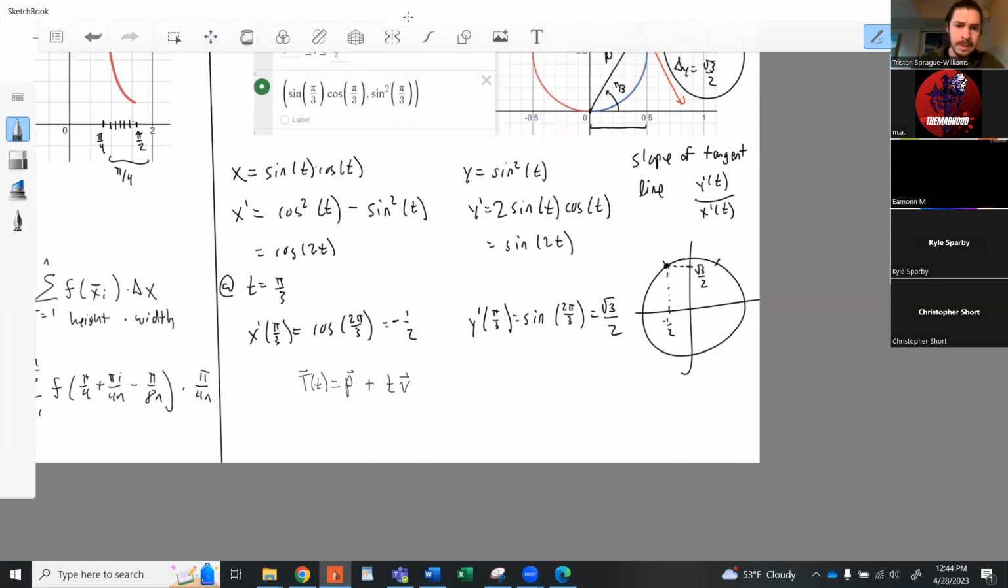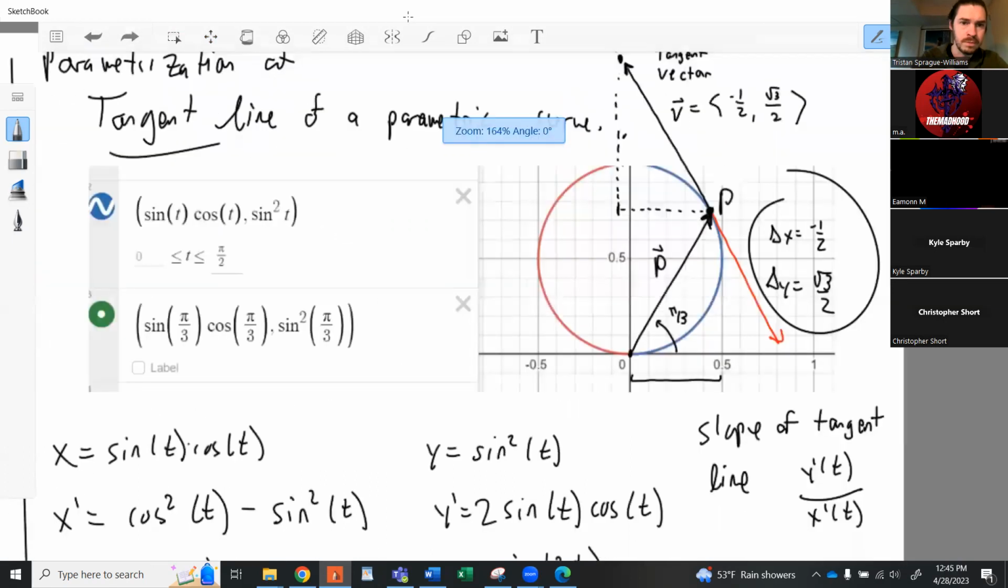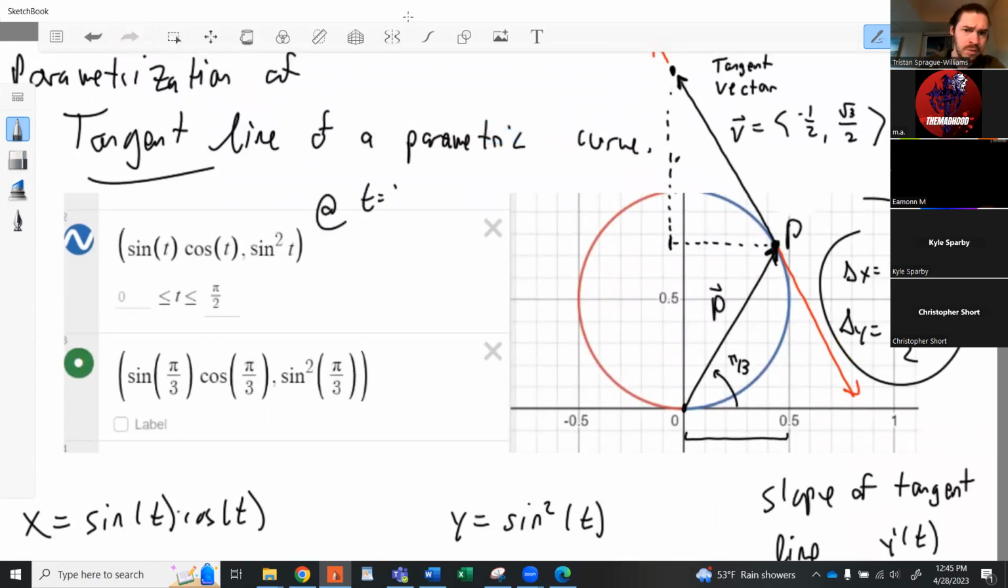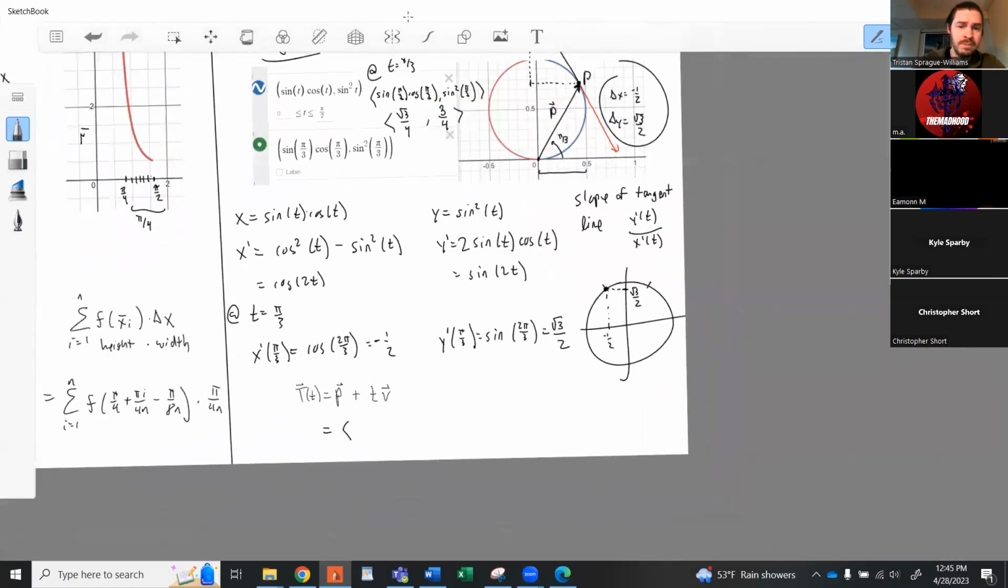Now, if we go in with a little more detail, we can get the point P. So the point P is, if we just plug our pi/3 into the original description of the curve, at t equals pi/3, we'll get sine pi/3 cosine pi/3, comma sine squared pi/3. And this ends up being √3/4, comma 3/4, I think. Did I do that right? So square root of 3/2 times 1/2, and then square root of 3/2 squared. Yes, that's correct. And so that's the coordinates of the point.